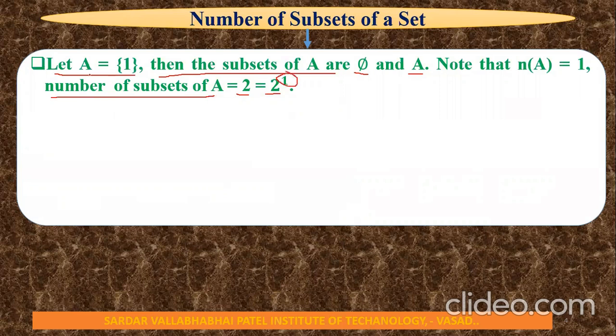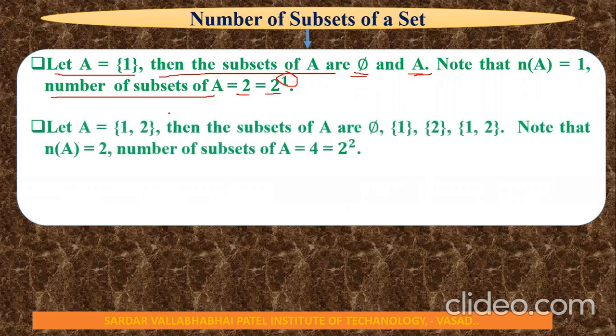So suppose A is {1}, A is a singleton set. Then for every singleton set, the number of possible subsets is 2. And which ones? One is phi, because phi is obviously a subset of every set, and the set itself is a subset. So only 2 subsets of the singleton set. Now we consider another set A equal to {1, 2}. That means the number of elements of the set A is 2, so n(A) is equal to 2.